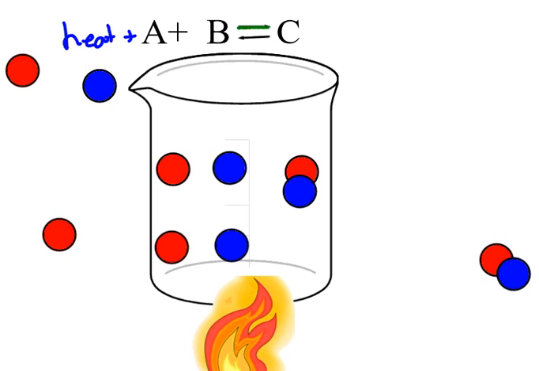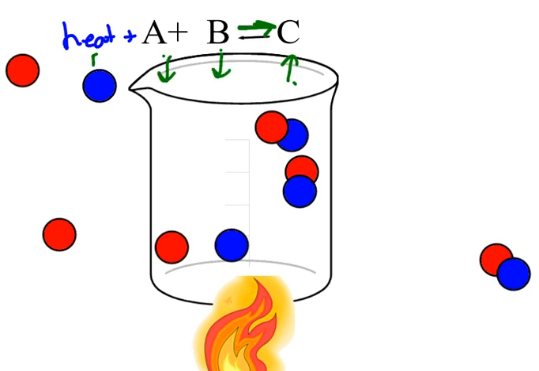If, however, I move in this direction, we know the heat gets used up with the A and the B when it forms C. In the forward direction, when I move this way, what we can see happening is A and B react to make C. So the amount of C will increase. The amount of A and B will decrease, as will the heat. That'll cool the system back off.